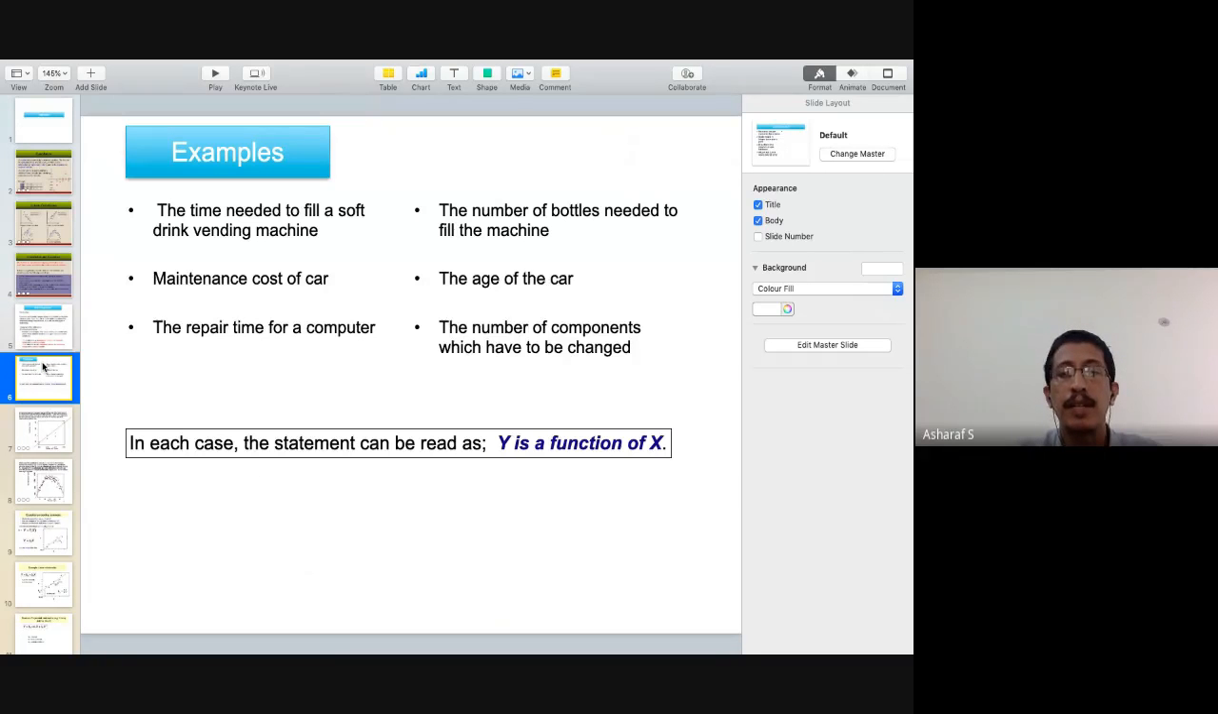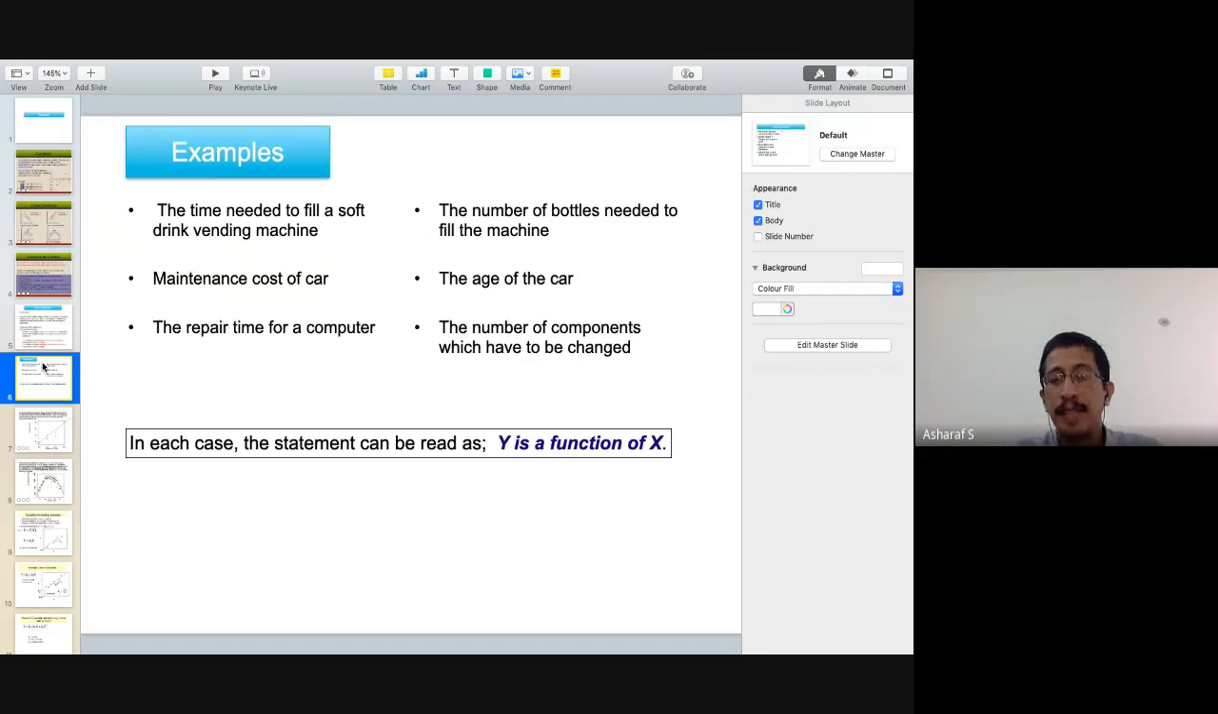Examples of regression context. The time needed to fill a soft drink vending machine will essentially depend on the number of bottles needed to fill the machine, or you can even say the volume or capacity of the machine, right? And the maintenance cost of a car, this is an example that I've already given you. The age of the car will decide. So the dependent variable is the maintenance cost, and the independent variable is the age of the car. The repair time of a computer will depend on how many parts are to be changed, removed, or replaced, right?